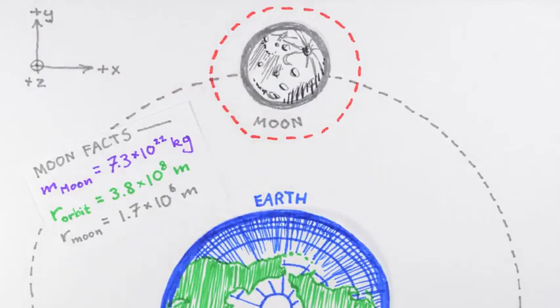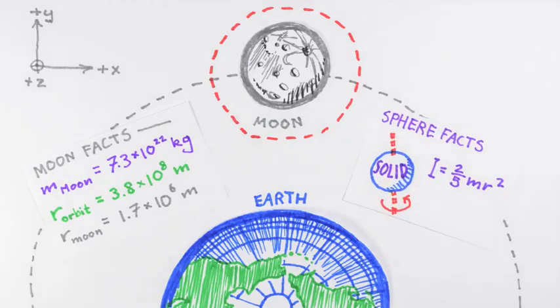The mass of the Moon is 7.3 times 10 to the 22nd kilograms. The Moon is 3.8 times 10 to the 8th meters from the center of its orbit, and its own radius is 1.7 times 10 to the 6 meters. The moment of inertia of a uniform solid sphere rotating about its center of mass is 2/5 m r squared, where r is the radius of the sphere.